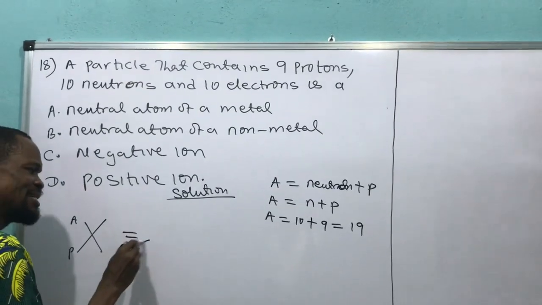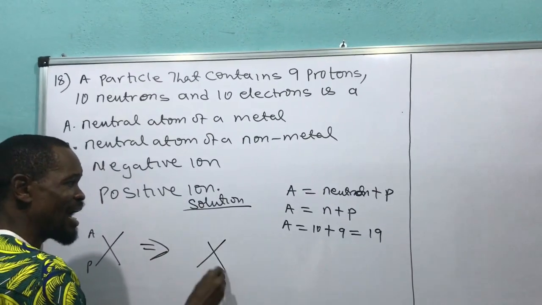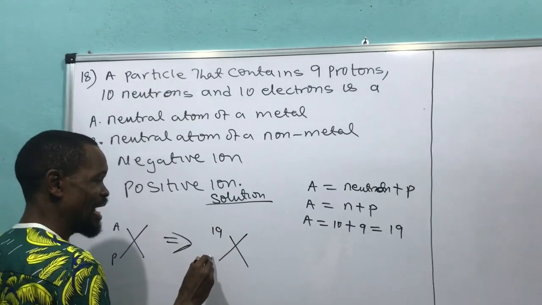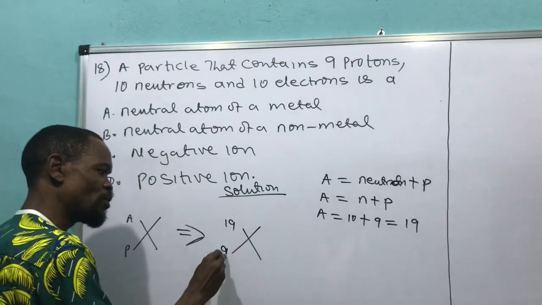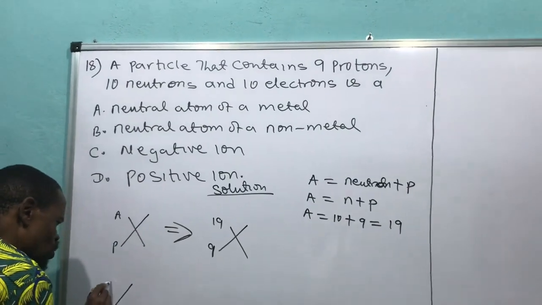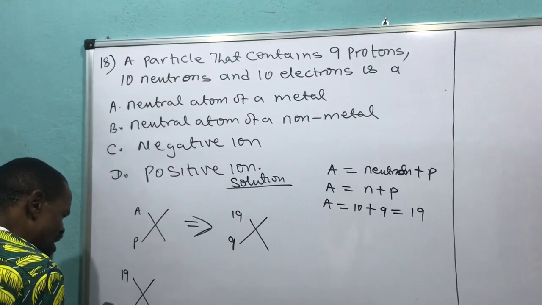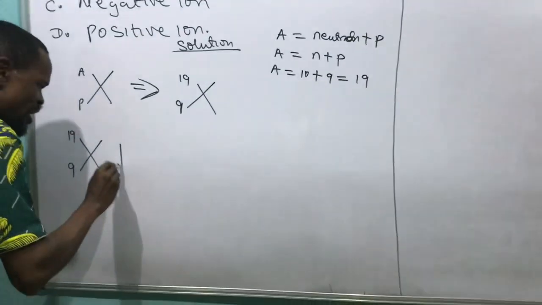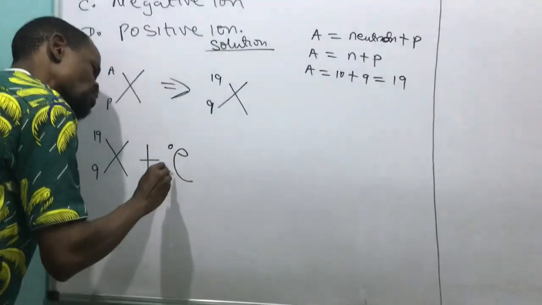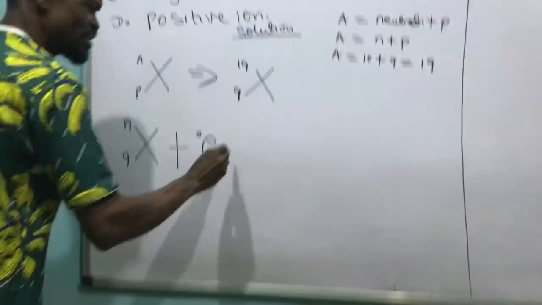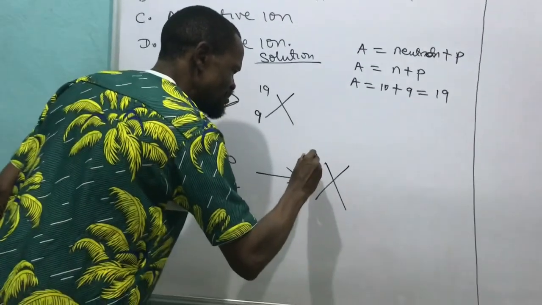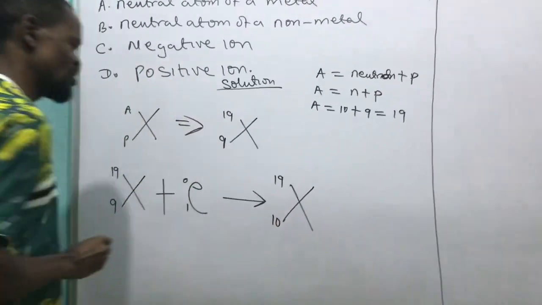This implies that this element in a neutral ground state has an atomic mass of 19 and has 9 protons, which is the same as the number of electrons. But now, this element goes into reaction, watch me. This is 19 and this is 9. It goes into reaction by accepting an electron. When it accepts the electron, this becomes 19 and this becomes 10. Are you getting what I'm saying now?